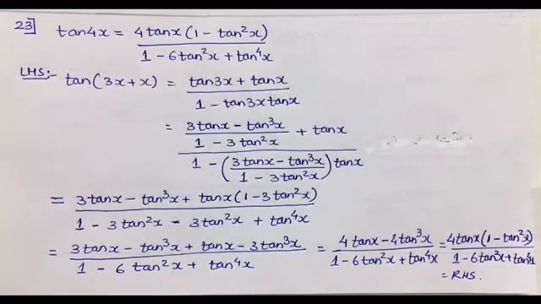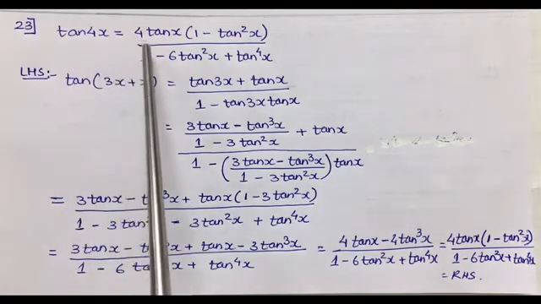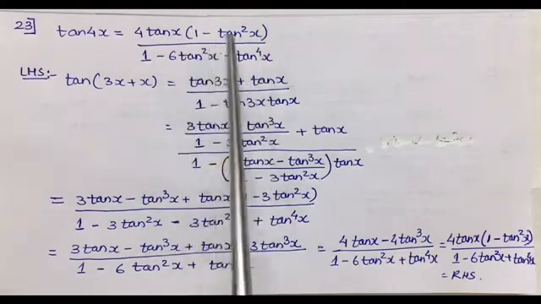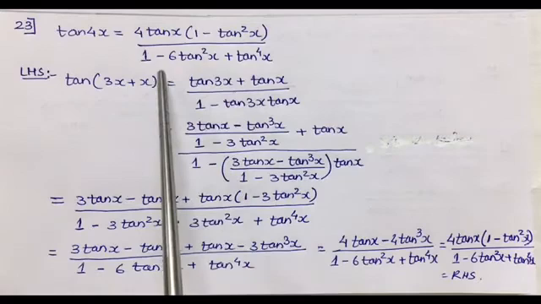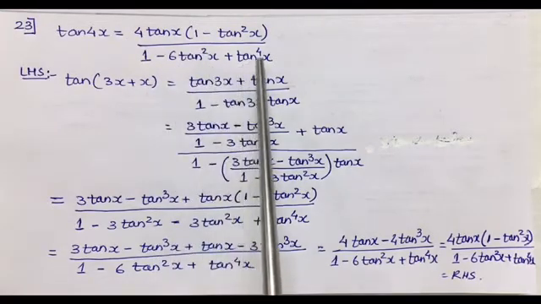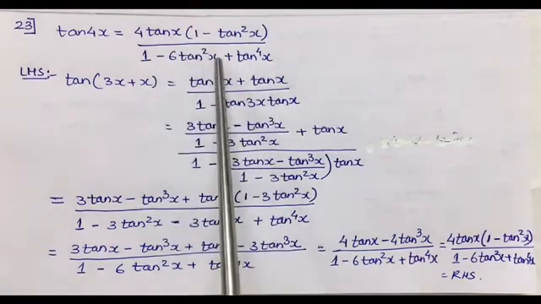23rd example, it is given as tan 4x is equal to 4 tan x bracket 1 minus tan square x divided by 1 minus 6 tan square x plus tan raised to 4x. This is the RHS that we have to prove.